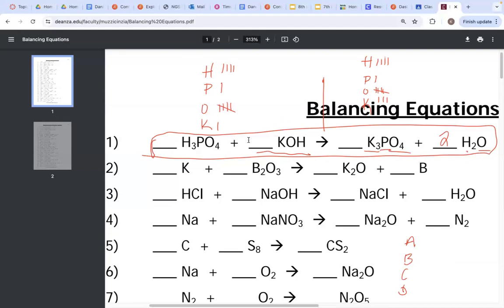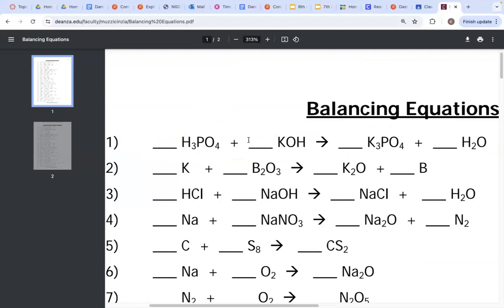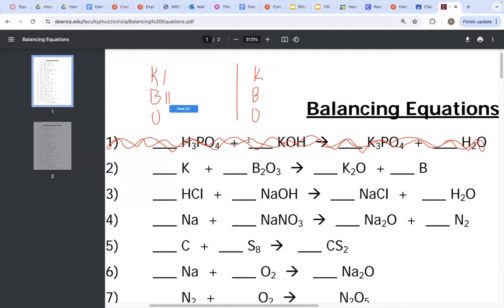But actually, Michaela, do you mind if we jump down to 2? That's fine. The more I look at this first one, I'm like, wait a second, that's a tough one. All right, so we'll do our initial count. We have K, B, and O as the elements we're working with. So 1 K on the left, 2 B's, 3 O's, 2 K's, 1 O, 1 B.